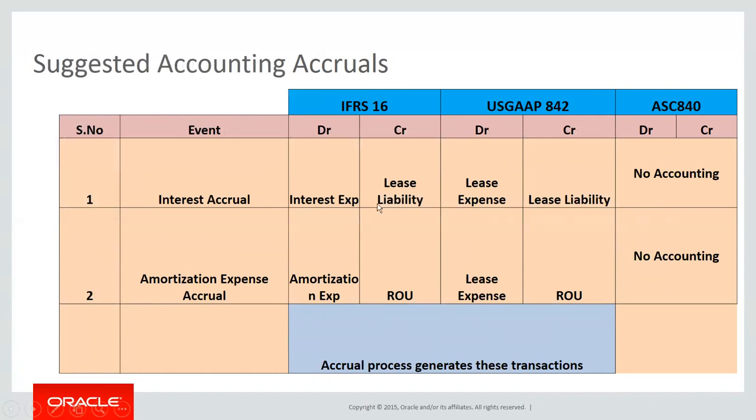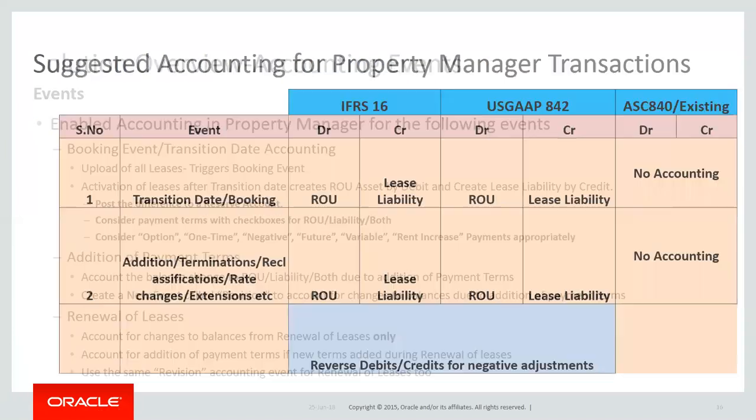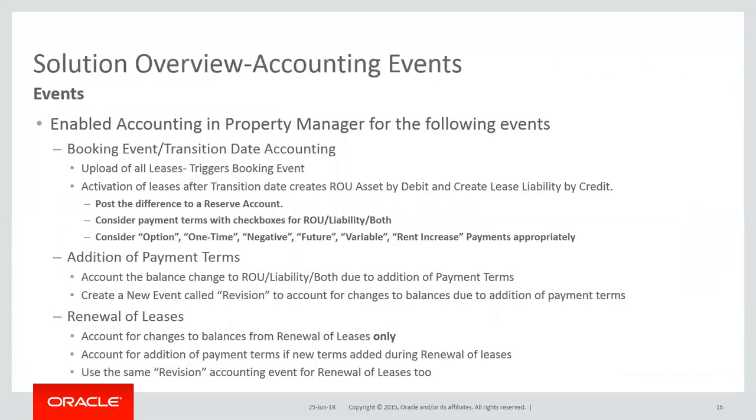So the normalization accounting will happen as it is, but the new accounting will not take place. For IFRS and US GAAP, for IFRS, we have provided you straight line amortization. However, for US GAAP, the amortization expense is the difference between your lease expense and the interest. So at a very high level, this is the accounting and the accounting components. I think some of my slides have been interchanged, but I'll just go back and forth.